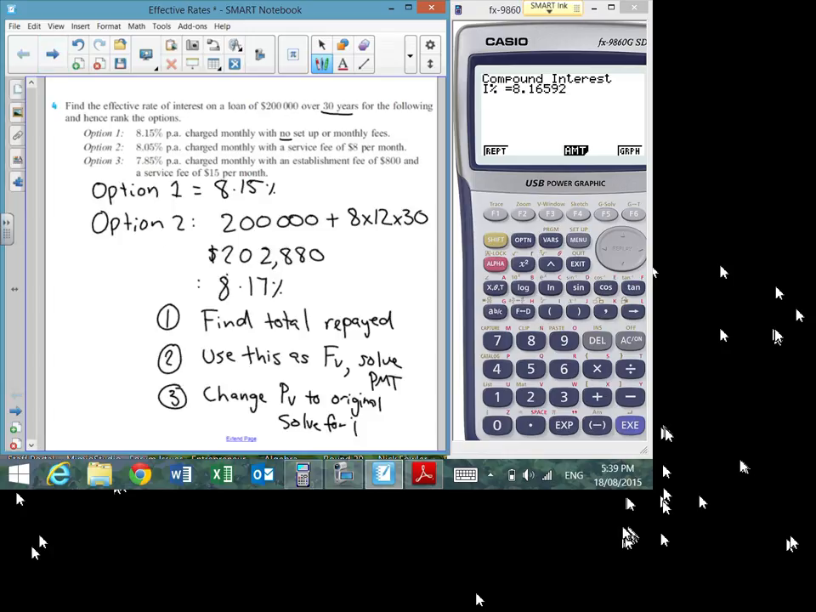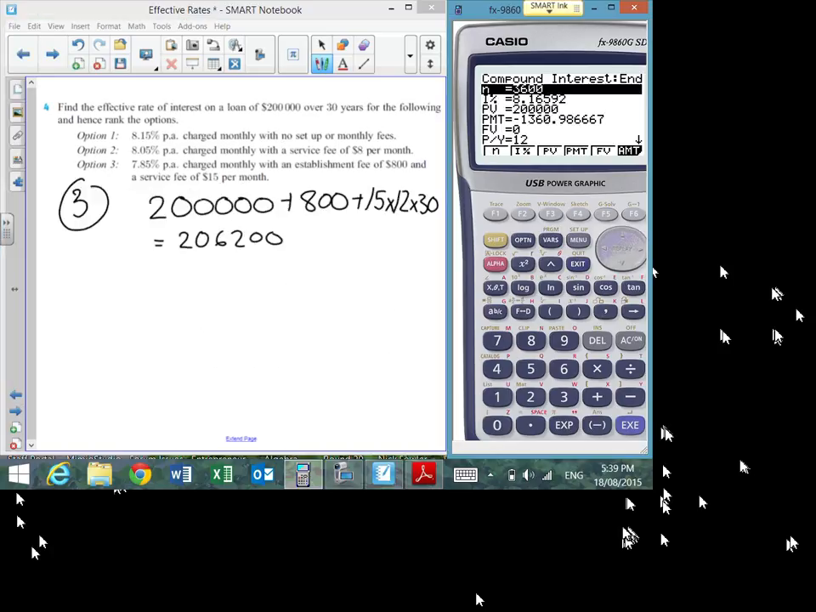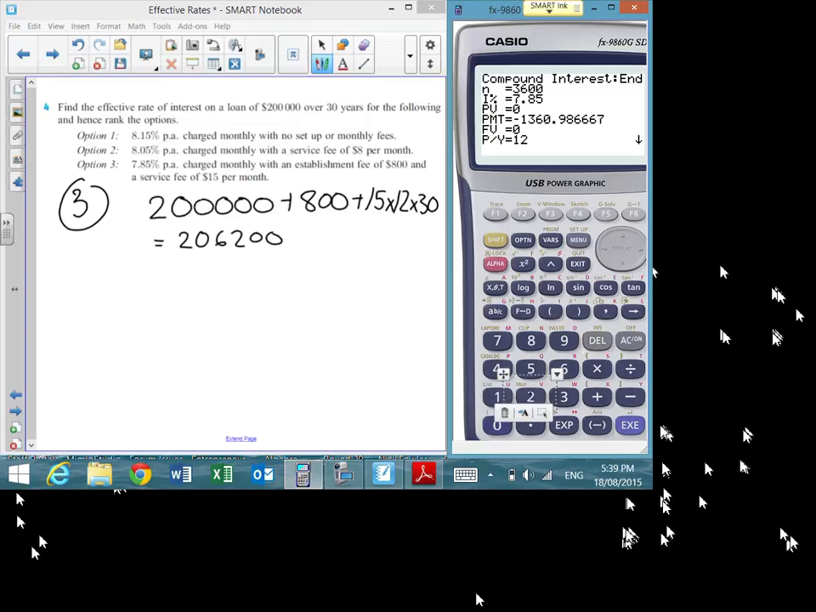So again, I'm going to come back and look at my method. So step one, find the total amount repaid. We've done that. Step two, use this as future value and then solve for PMT and then change the PV back to the original. So in my scenario here, I'm going to come back up. Now N is still the same. My interest rate, well, initially it's 7.85%. My present value is everything that I'm paying back, so 206,200. My future value is 0, and my PY and CY are both 12. So here I'm going to solve for PMT, and I find that it's $1,348.89.